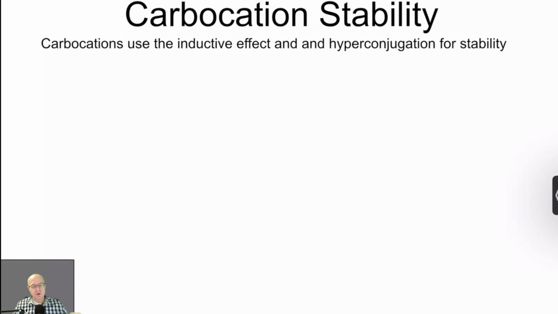So carbocations use inductive effect and hyperconjugation to achieve stability. So let's talk about that real quick. So here's our positive carbon. And I'm going to draw a tertiary one.